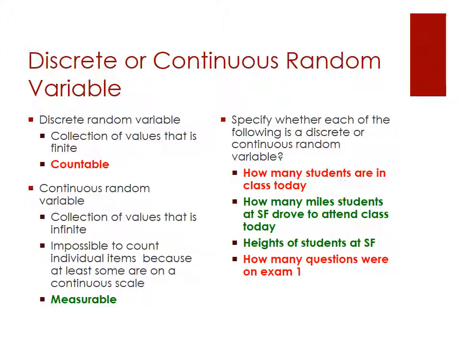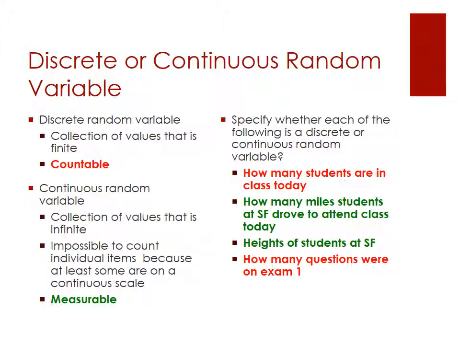Okay, so if we're applying these criteria, we can see that how many students are in class today would be countable, because you can sit there and count the number of students in a class. How many miles students drove to attend class today would be something we would have to measure. We would measure it, for example, in miles or meters. Okay, so that's a measured amount.